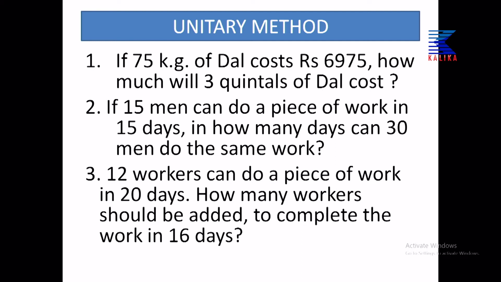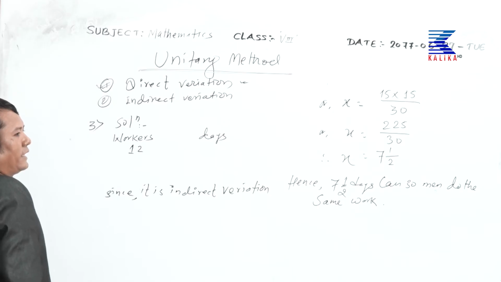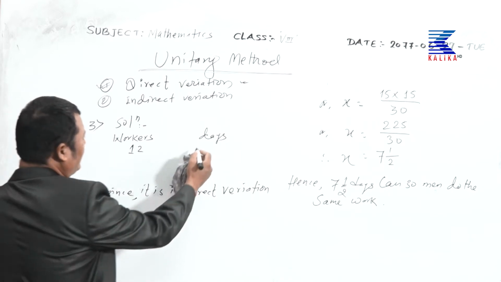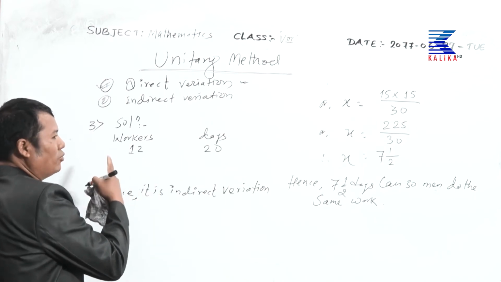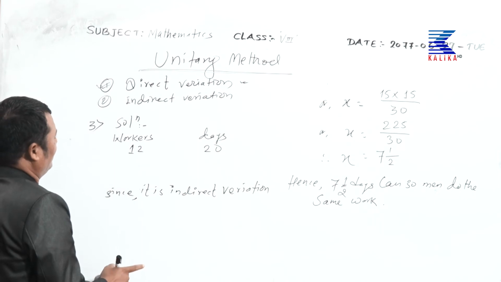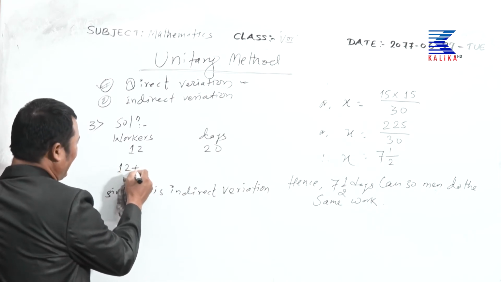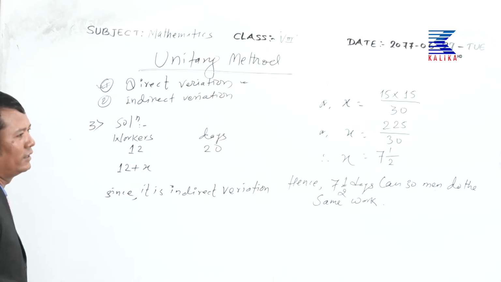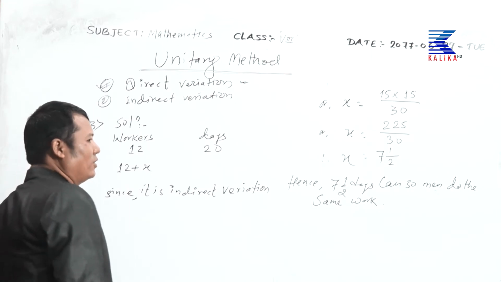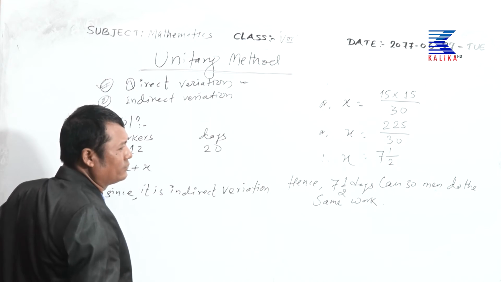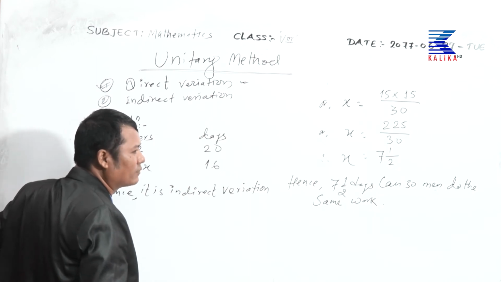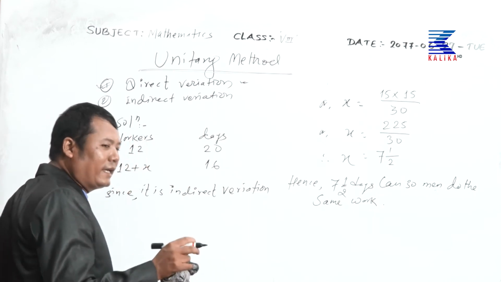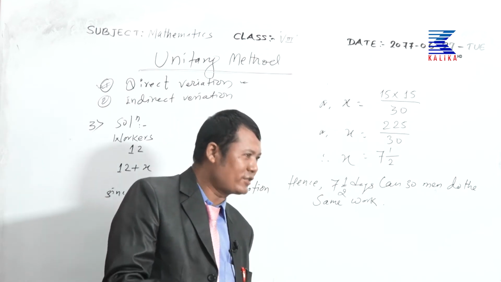12 workers can do a piece of work in 20 days. How many workers should be added? 12 is already there, but x men are added to their number to complete the work in 16 days.